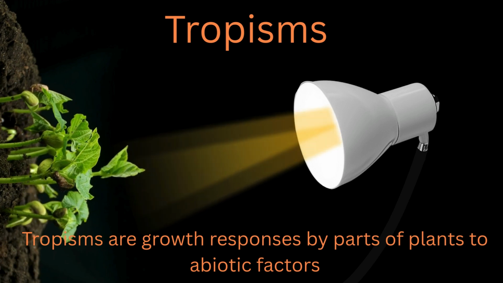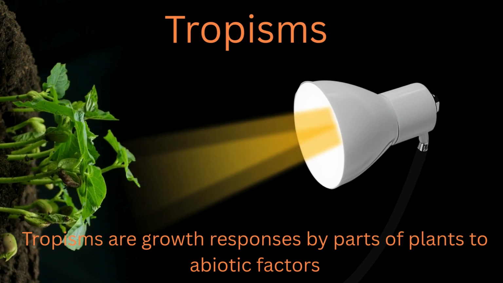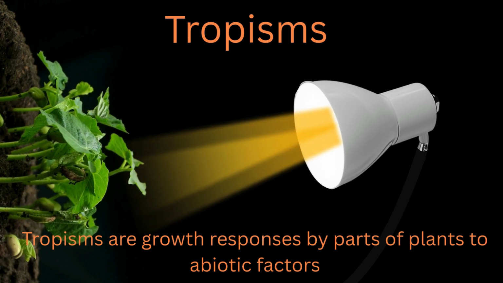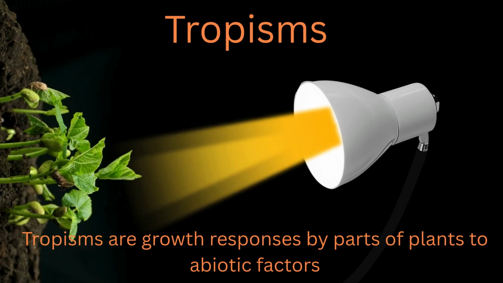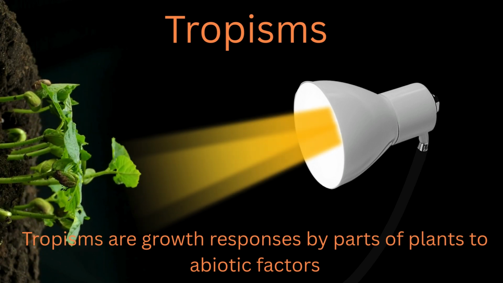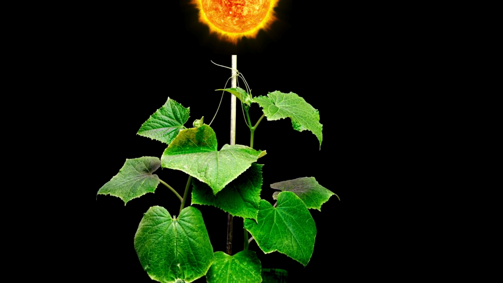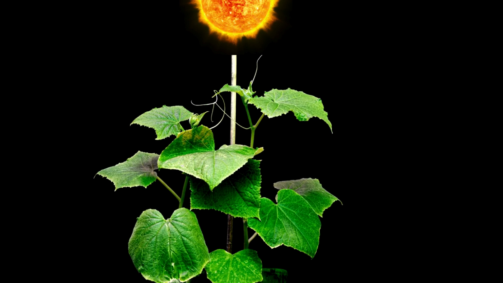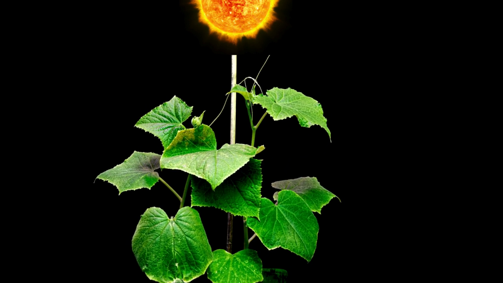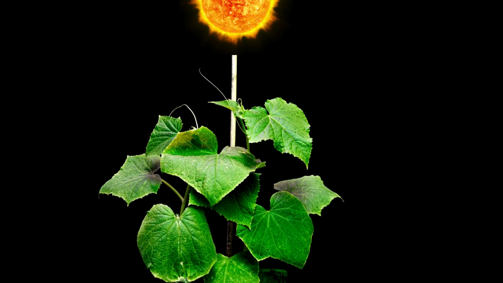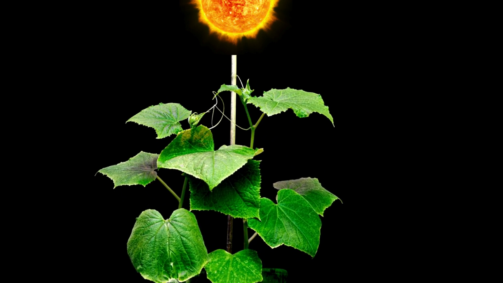The intent of this video is to give you the basic information about tropisms. Tropisms are growth responses by parts of plants to abiotic factors such as light intensity, chemicals, gravity, water, and touch. The response is made to place the plant in favorable environmental conditions and remove it from unfavorable environmental conditions. For example, growth towards higher levels of light intensity to maximize photosynthesis.